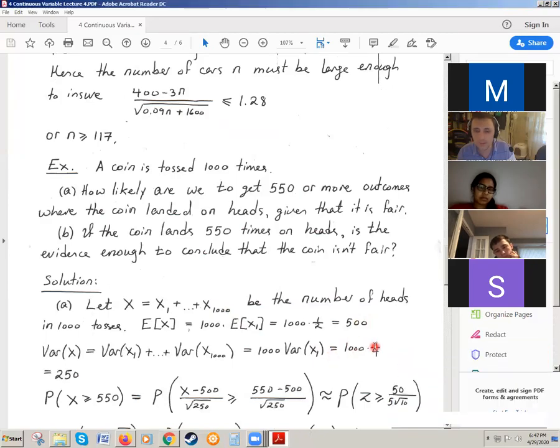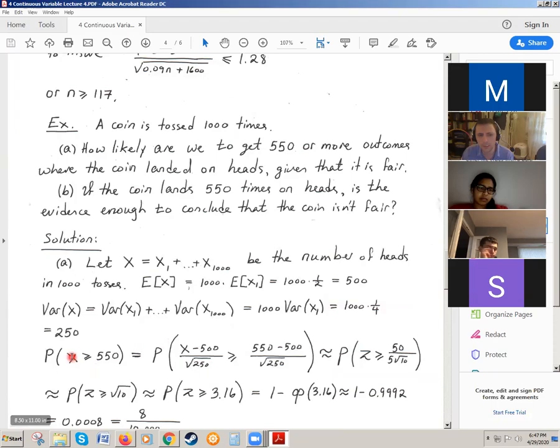Yes? Variance of x1 equals a quarter. It would be 1/2 minus 1/2 squared, because the expected value of x1 squared is still 1/2. So it's 1/2 minus 1/2 squared, which is 1/4. So we have 250 as my variance for x.